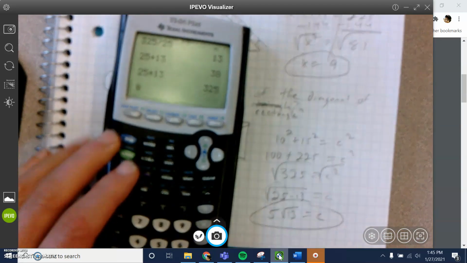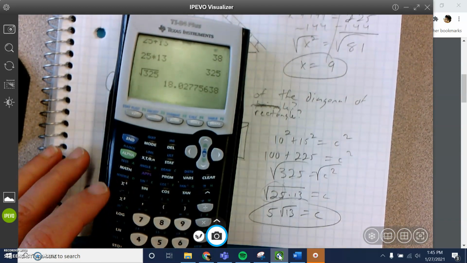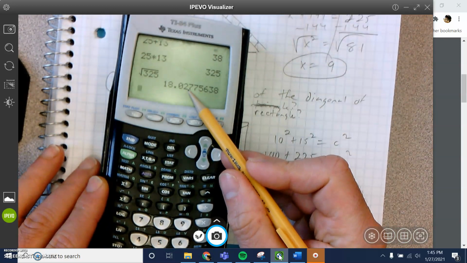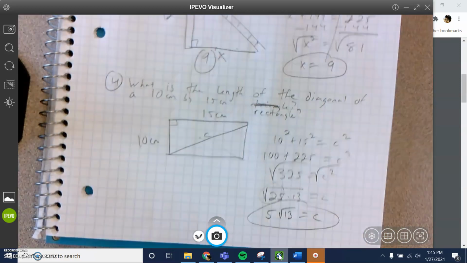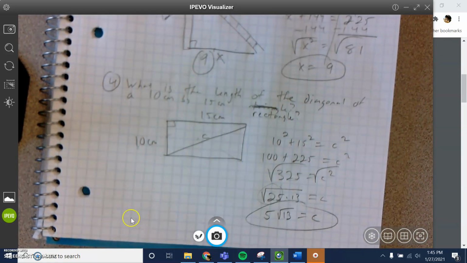If you want to know what the answer is, double check. It's about 18.03, which is more than those two. Got it. Nice job. Move on to the practice. Good work.